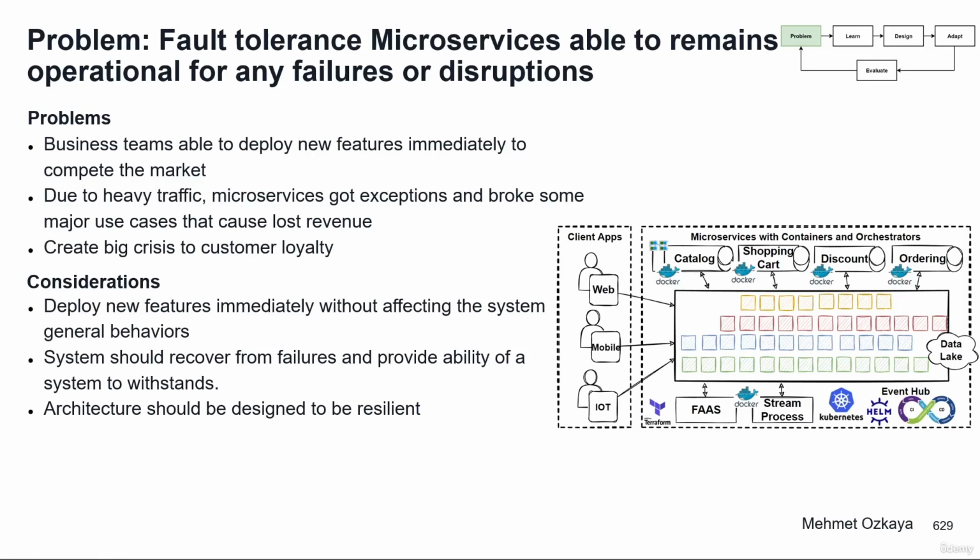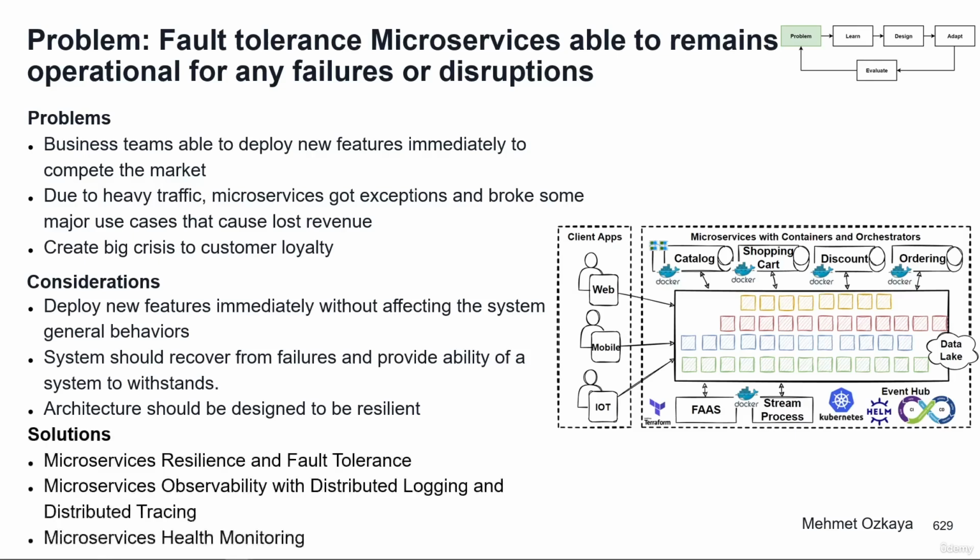In order to provide these features, we have a set of solutions, and these are listed on the slide. You can see that we should learn microservices resilience, observability, and monitoring. It will start with microservices resilience and fault tolerance. That means we will learn the retry pattern on microservice communication, circuit breaker and bulkhead patterns on these communications, and so on. And after that, we should learn microservices observability with distributed logging and distributed tracing features.